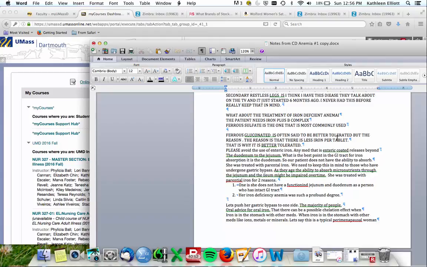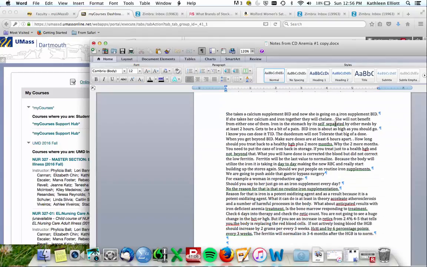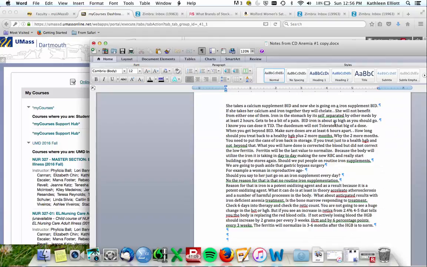We need to teach patients about the possible chelation effect when iron is in the stomach with other meds, like metals or minerals. Let's say this is a typical perimenopausal woman. She takes a calcium supplement BID, and now she's going to be on an iron supplement BID. If she takes her calcium and her iron together, they will chelate. She will not benefit from either one of them. The iron should be in the stomach by itself, separated from other meds by at least 2 hours. So if they're going to be on iron, all other meds should be separated by at least 2 hours.